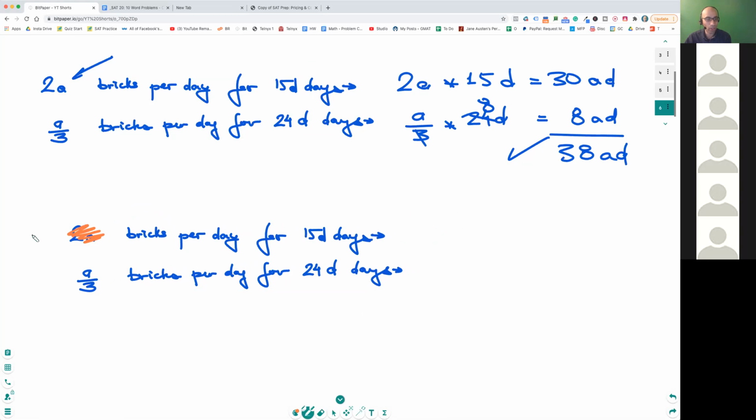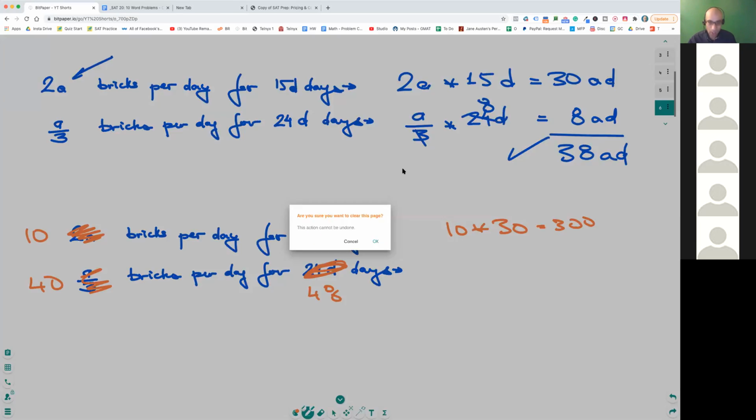Instead of this, somebody could tell you 10 bricks per day for, let's say, 30 days. So it's easy for you to think about it: 10 times 30, that's 300. But that's exactly what's going on over here. And then you're told, whatever, 40 bricks per day for 48 days. Easy, 40 times 48, and then you add it. That's all you're doing here. Not much. It's just numbers.